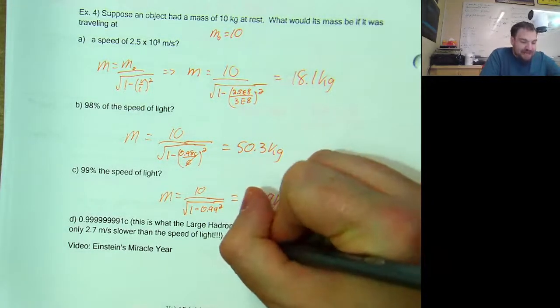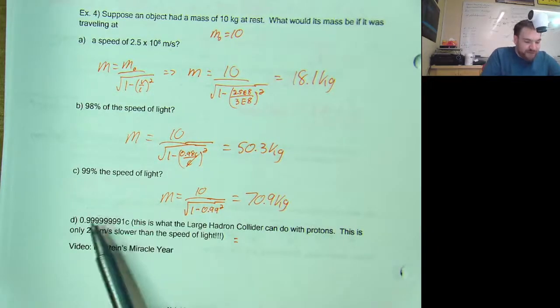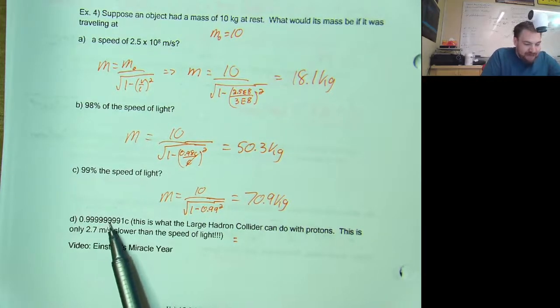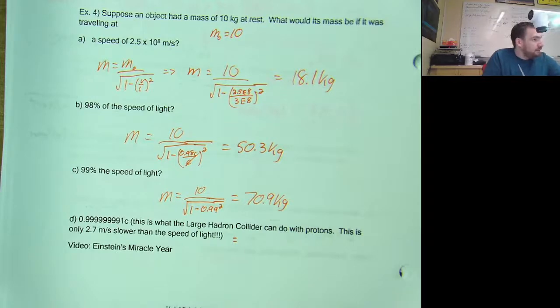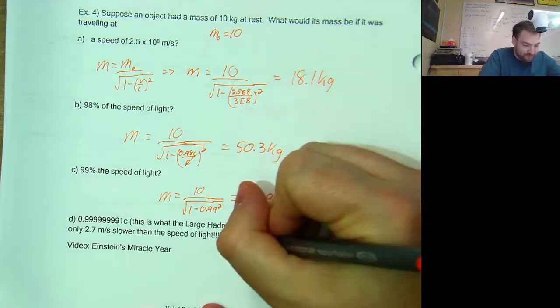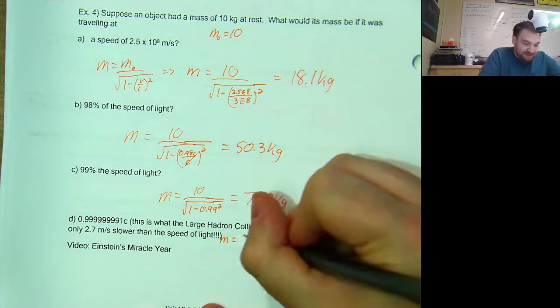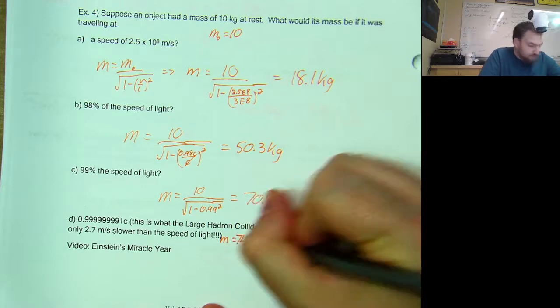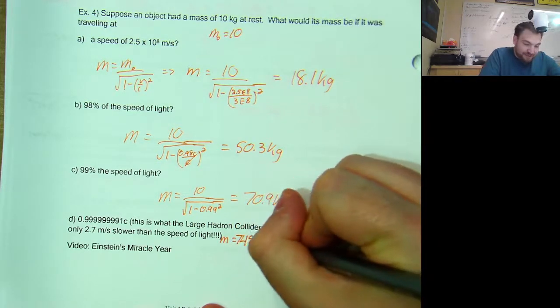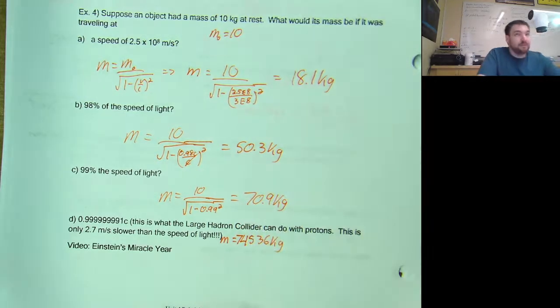So we're going to go from 99% the speed of light to 99.9999991%. That is 74,536 kilograms. All of a sudden, our 10 kilogram mass weighs 74,000 kilograms.